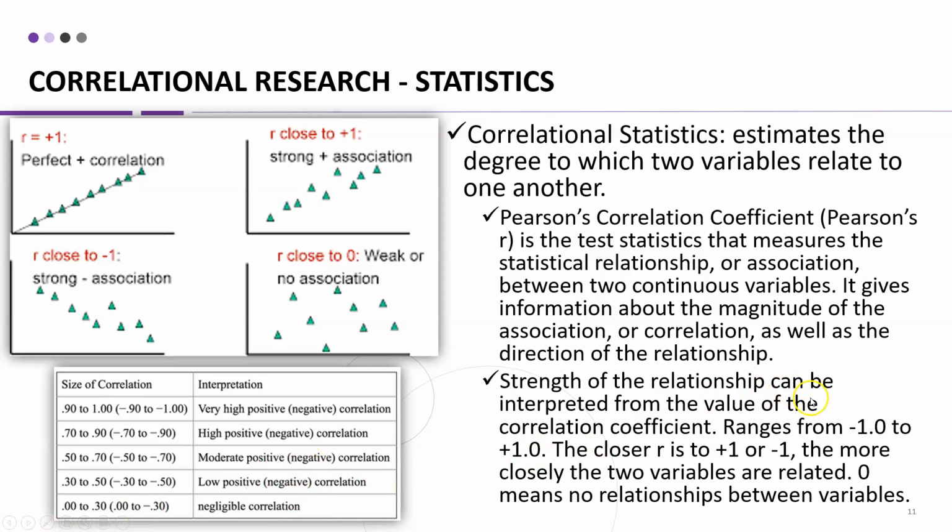Now, the strength of the relationship can be interpreted from the value of the correlation coefficient. It ranges from -1 to +1. The closer the r is to either +1 or -1, the more closely the two variables are related. And of course, 0 means no relationship. I put this little table here for you so you could see the strength of a correlation. So if it's 0.9 to 1, ooh, very high. 0.7 to 0.9, again, a high. And then 0.5 to 0.7, moderate, and you can see that there.